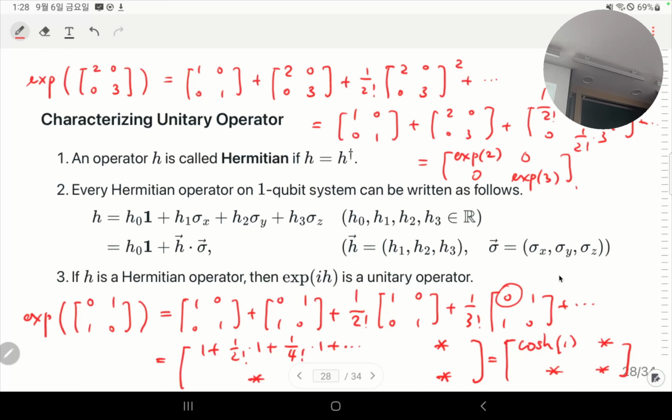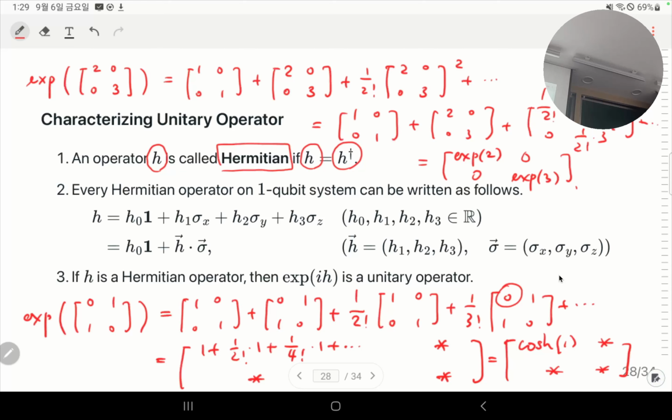Okay, so this is a definition. An operator is called Hermitian if the operator H is the same as the operator H dagger. I think it's a bad notation because I used H for the three-dimensional real vector. But anyway, consider in this sentence H as an operator, and it's called Hermitian if it's the same as its conjugate transpose.